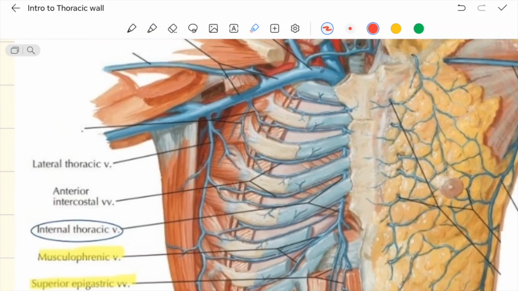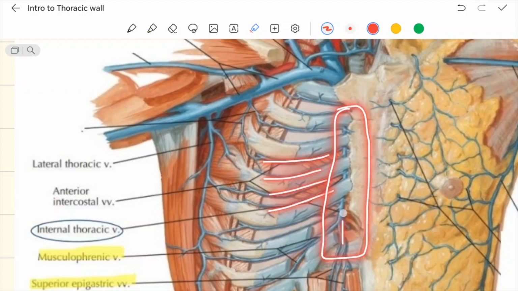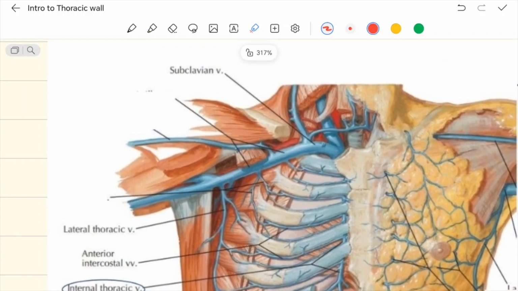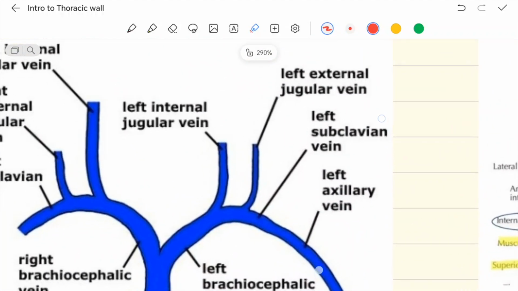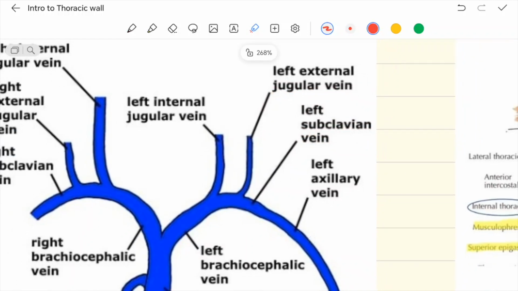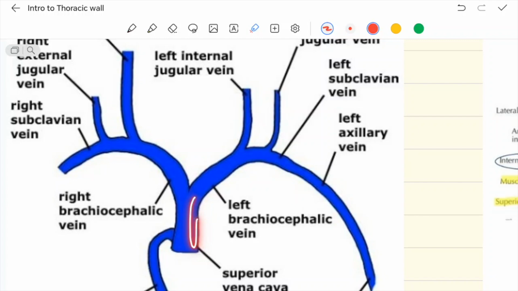At the same time, I have the anterior intercostal veins, which are also draining into the same internal thoracic vein, which is moving upwards, and the internal thoracic vein will drain into the brachiocephalic vein. The brachiocephalic vein is actually formed by the junction of the subclavian and the jugular vein. They form the brachiocephalic vein, which eventually drains into the superior vena cava.